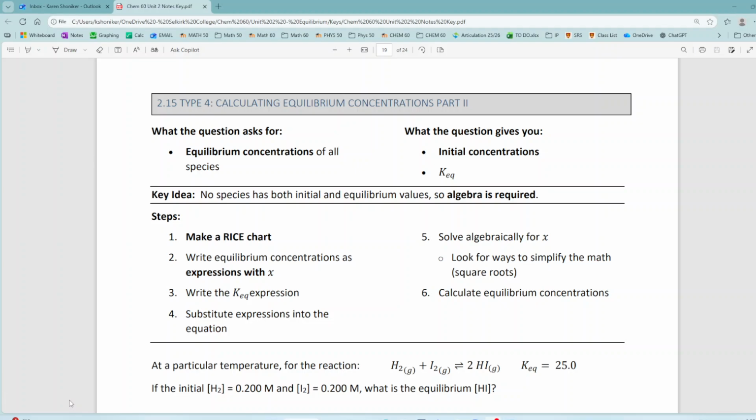And here comes part 2. So type 4 is calculating equilibrium concentrations, part 2. The difference with this one is that the question is going to ask you for the equilibrium concentrations of all your species, and what they're going to give you is initial and KEQ.